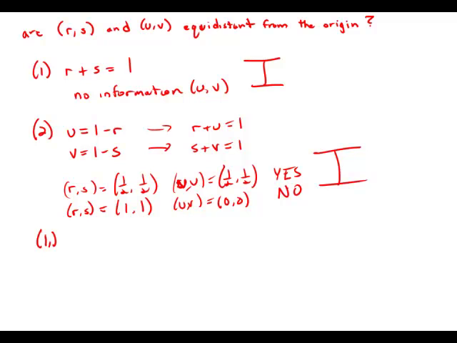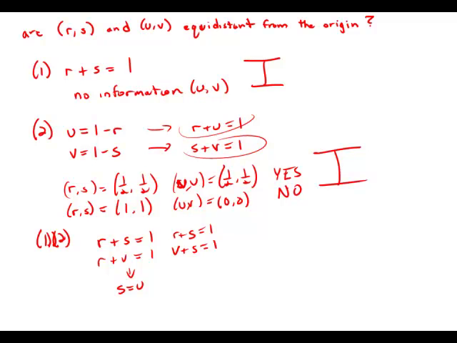Now if we combine them, some very clever algebra happens here. We combine them, we know that R plus S equals 1. We also know that R plus U equals 1. And what that tells us is that S must equal U. Similarly, we have R plus S equals 1, and S plus V equals 1. I'm going to write that as V plus S equals 1. Well, that tells us that R equals V.